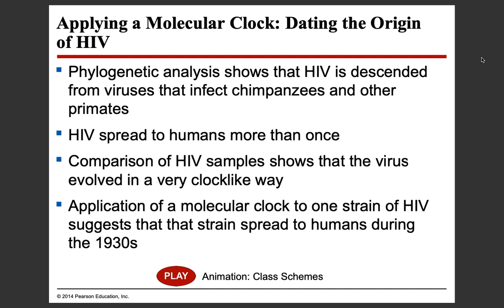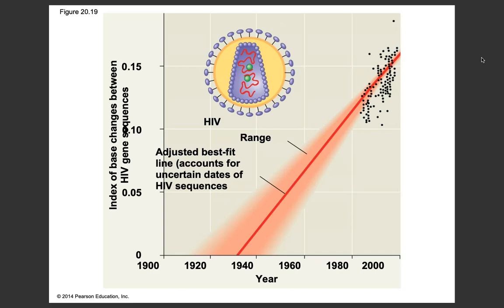Comparison of HIV samples shows that the virus evolved in a very clock-like way, which is how we can apply a molecular clock to it. Application of a molecular clock to one strain of HIV suggests that the strain spread to humans during the 1930s.